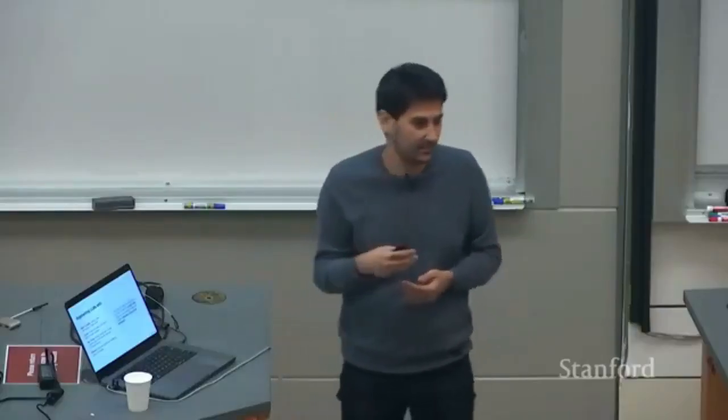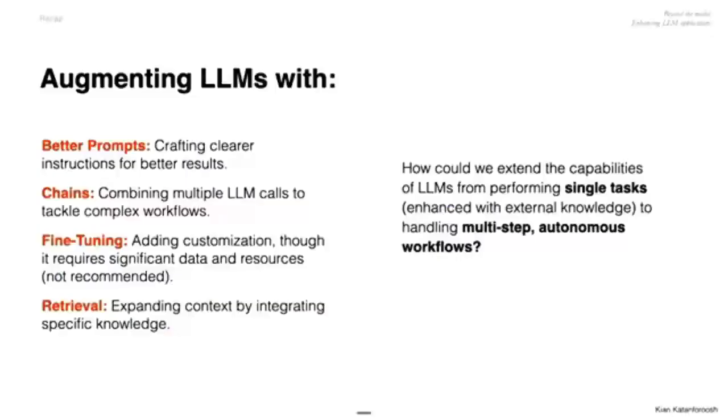The next set of topics we're going to see is around the question of how we could extend the capabilities of LLMs from performing single tasks enhanced with external knowledge to handling multi-step autonomous workflows. And this is where we get into proper agentic AI.